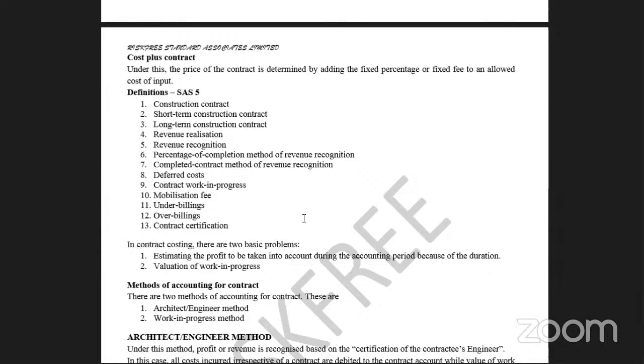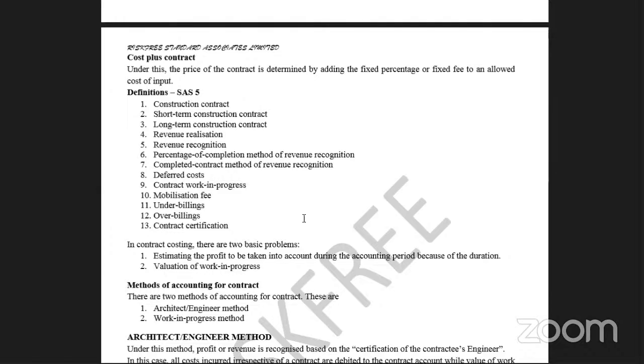So we also have the completed contract method of revenue, like the percentage completion method. We have a method whereby you recognize the revenue according to the percentage of the job completed. If 50% of the job has been completed, the revenue that you will tell yourself that you have earned is the percentage of the job you have completed. Then we also talk about the completed contract method, which talks about those methods where you tell yourself that this is the completed job you have done.